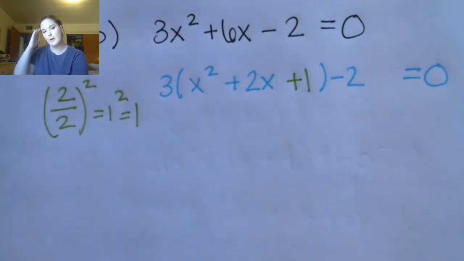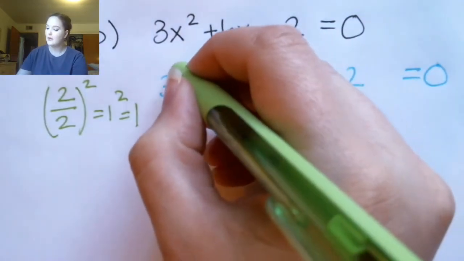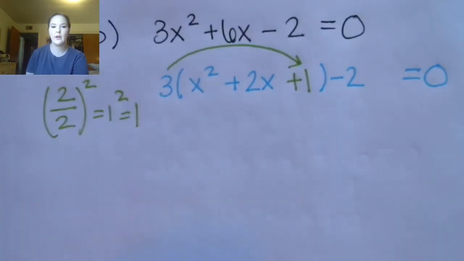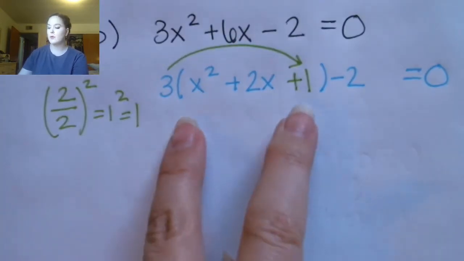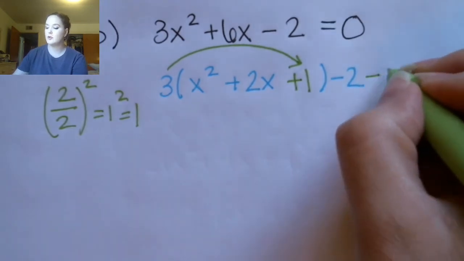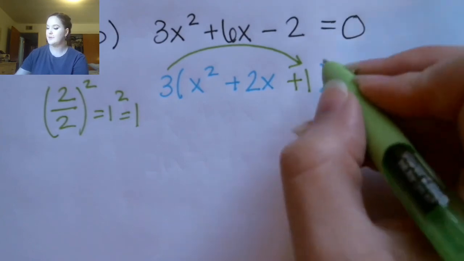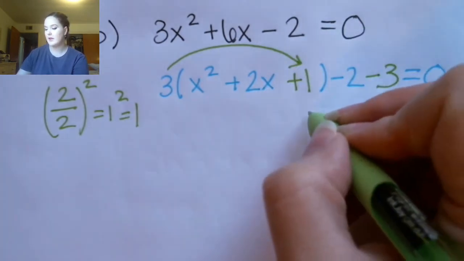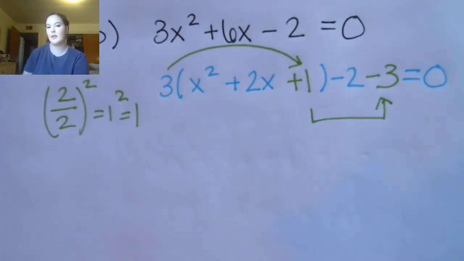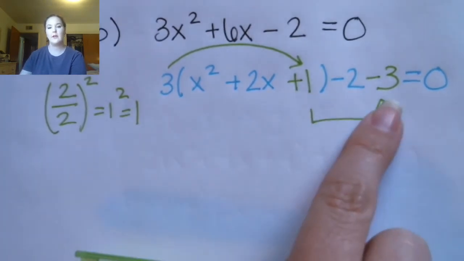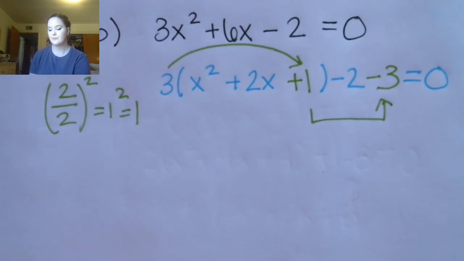Okay, and again, we're going to imagine what would happen if we were to distribute this, right? If we did 3 times 1, that would be 3. So I'm going to subtract 3 here. Okay, so this answer is how I'm getting that number. Okay, 3 times 1, and then I subtract that number here.